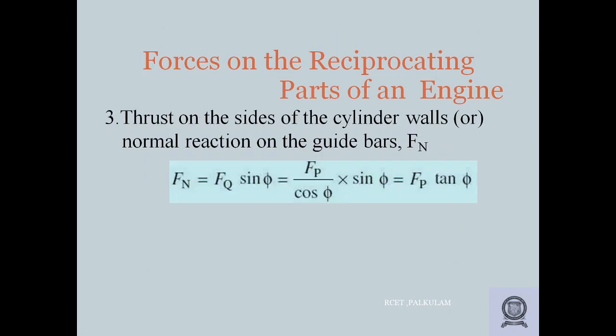The third one is Fn, that is the thrust on the sides of the cylinder walls or the normal reaction on the guide bars. Fn is equal to Fq sin phi. Substituting the value of Fq, Fp by cos phi, we get Fp tan phi.